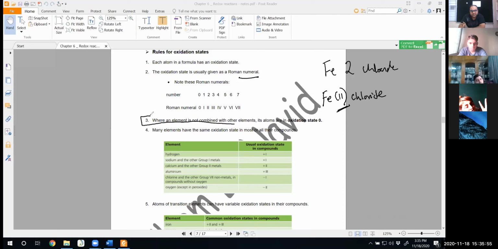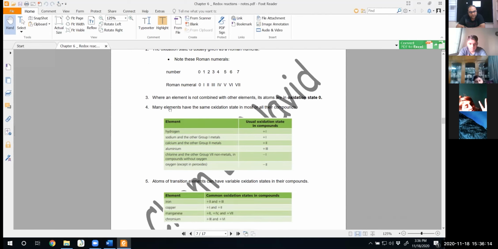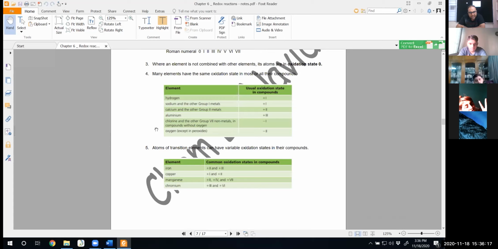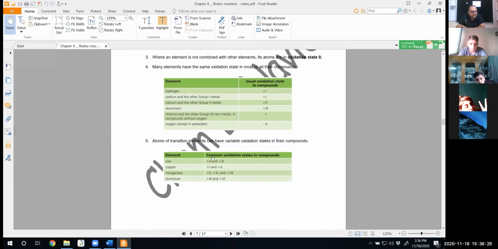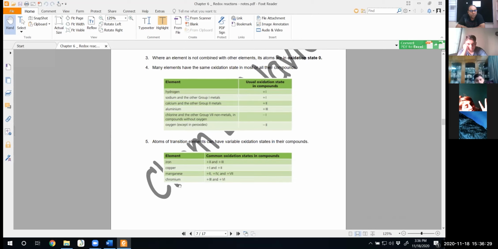The most important point: where an element is not combined with other elements, its atoms are in oxidation state 0. You have to remember this. There is no way out. You have to remember this. And therefore, the different oxidation numbers of the different groups, +1, +2, +3. These are some things you already know.